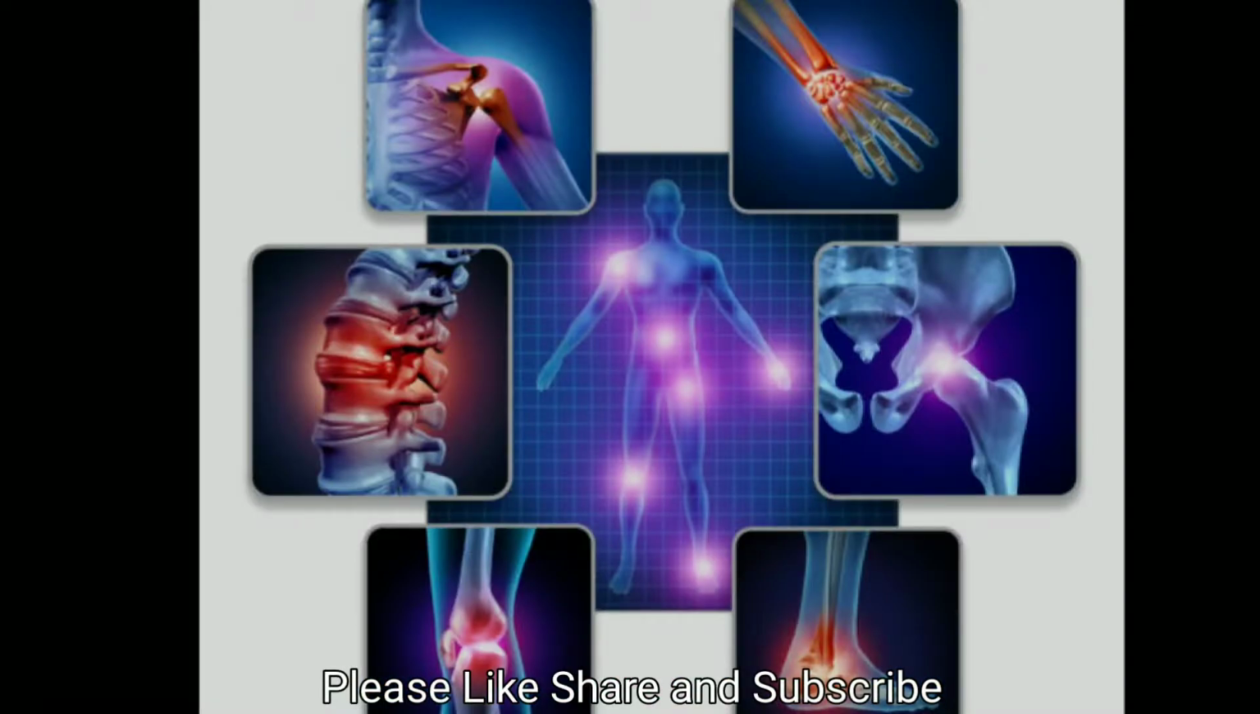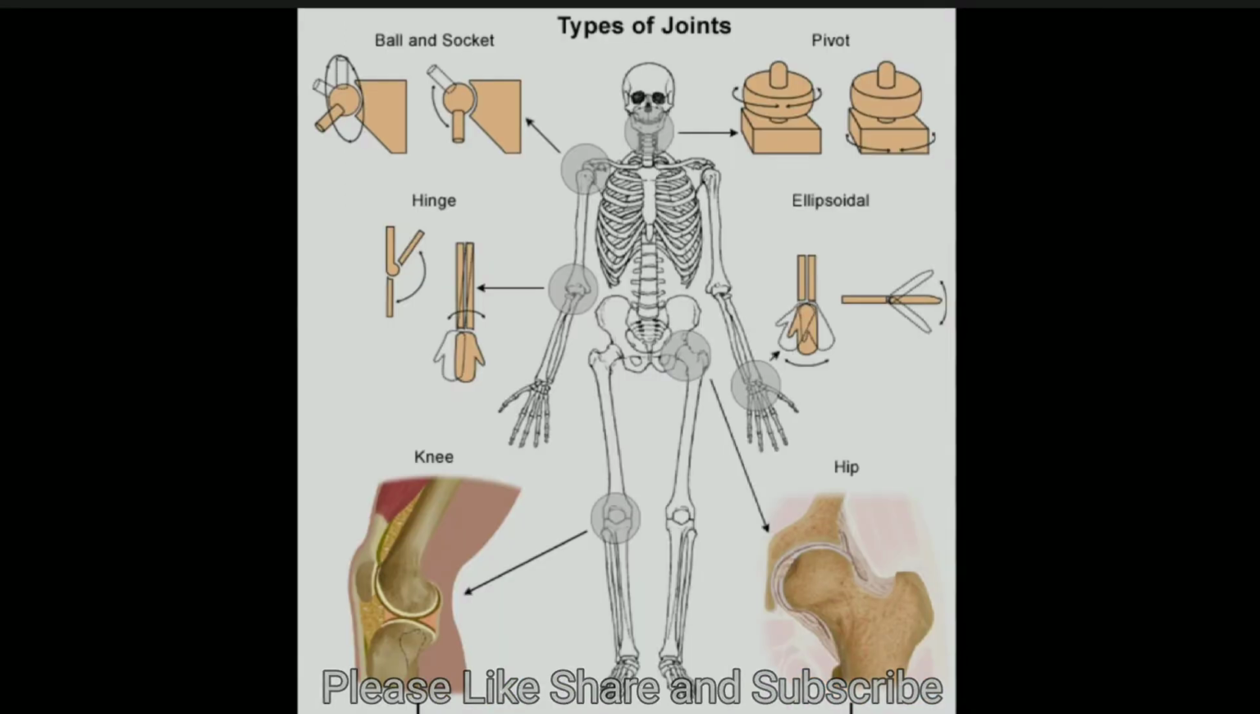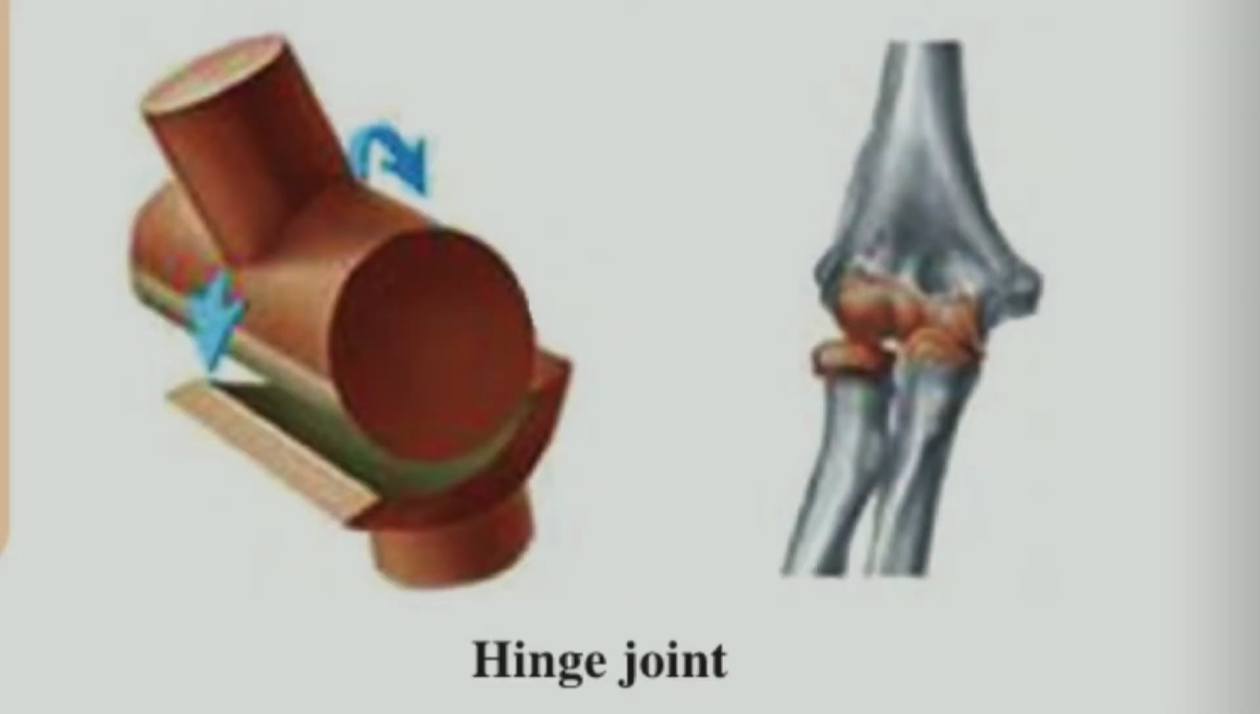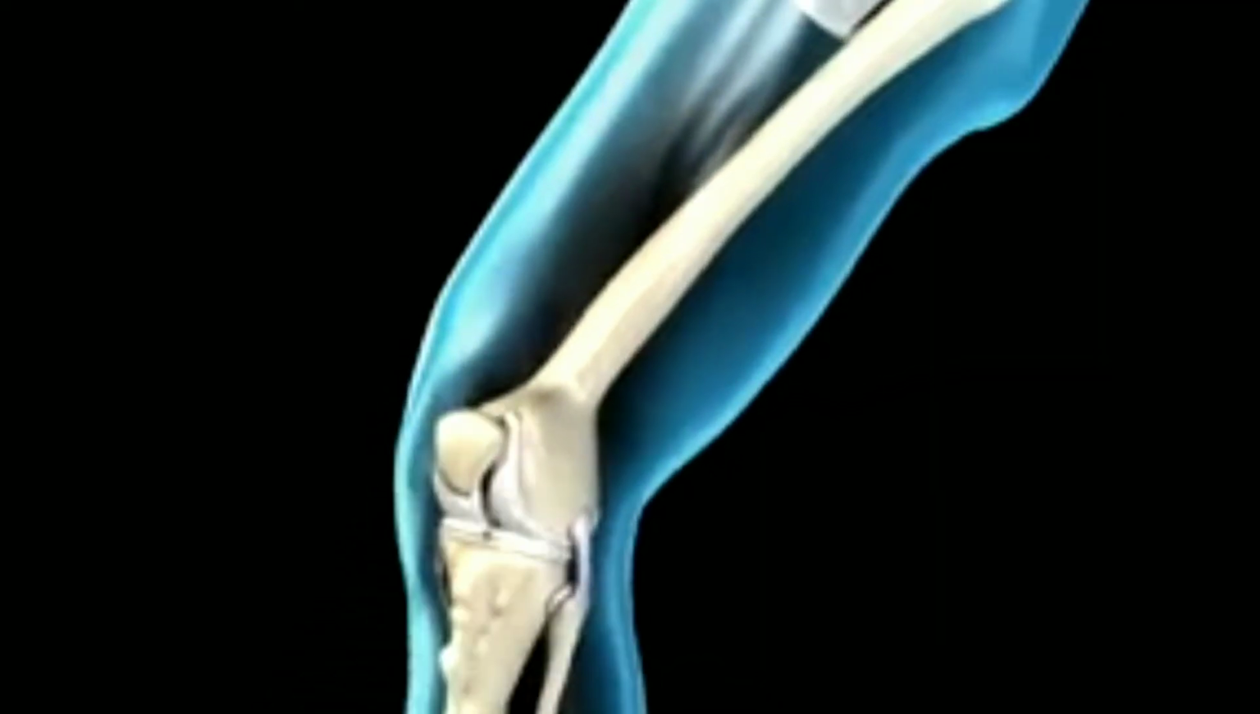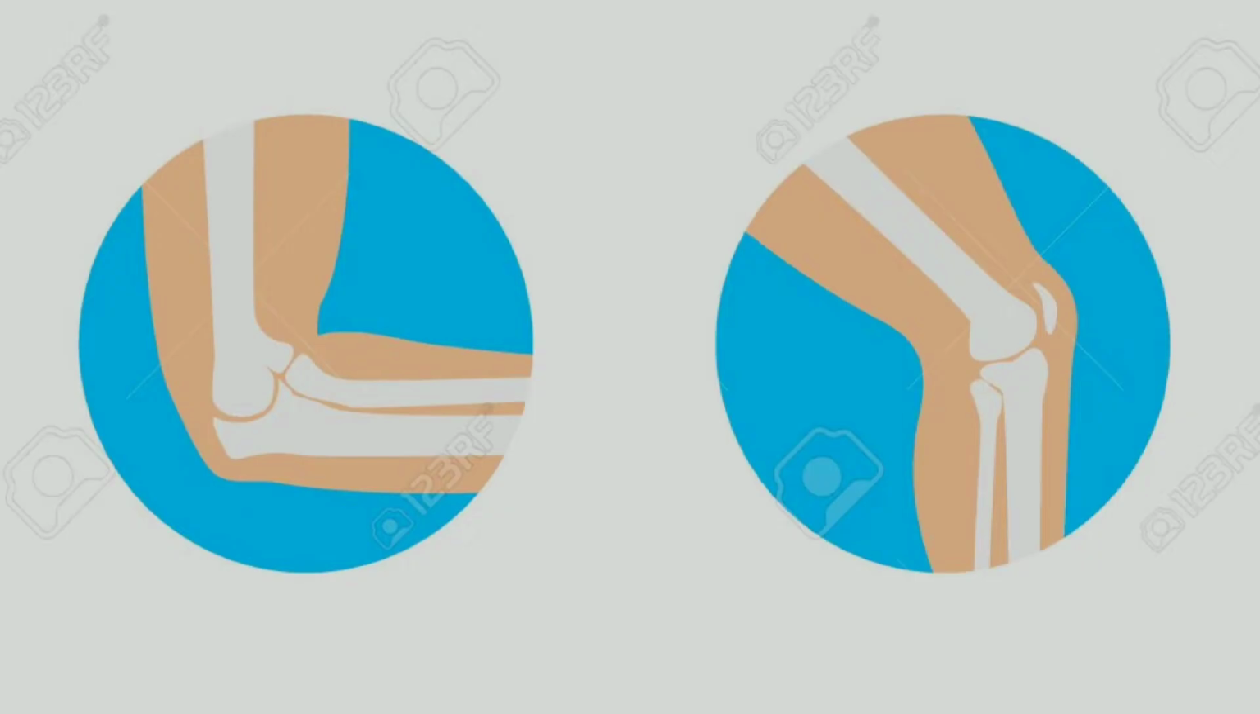Joints are of 2 types: movable joint, immovable joint. Types of joints. Let us study some types of movable joints. Hinge joint. This type of joint allows the movements of bones only in one direction. It moves in a 180-degree angle. Examples: the elbow and knee joints.